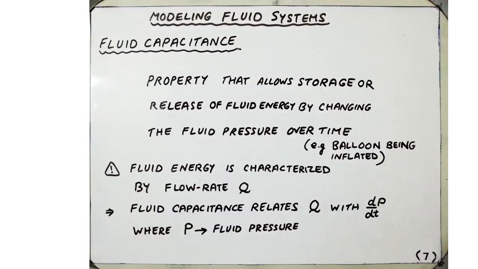In this lecture, I'm going to describe some important properties of fluid-based actuation systems, the first of them being fluid capacitance. Fluid capacitance is a property that allows the storage or the release of fluid energy by changing the fluid pressure over time.